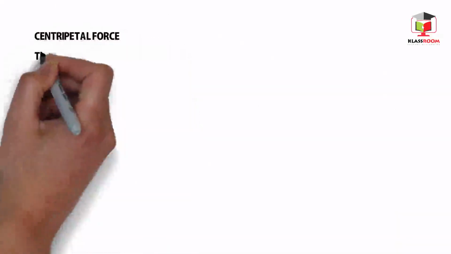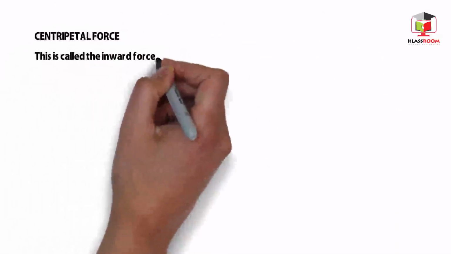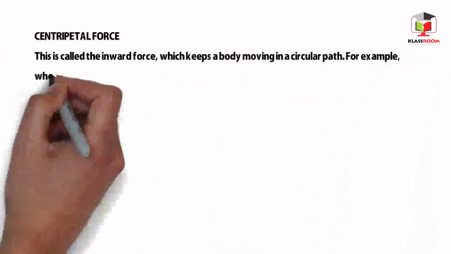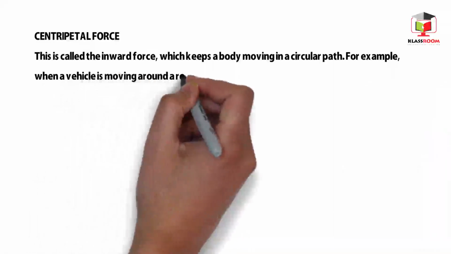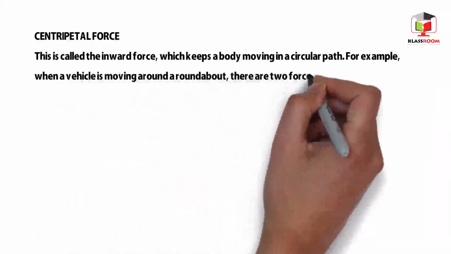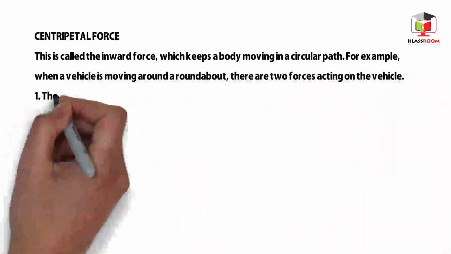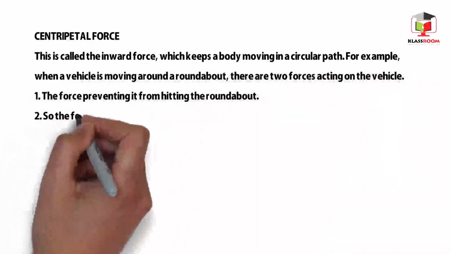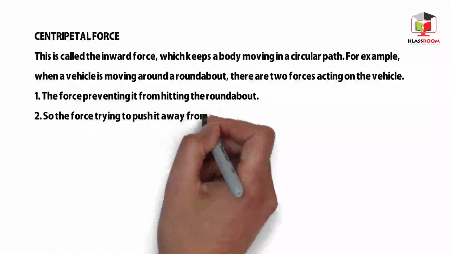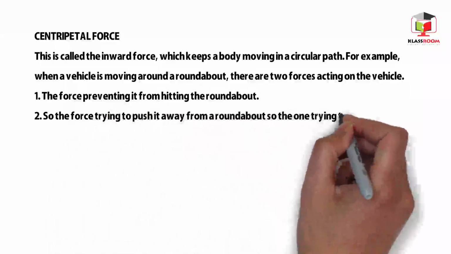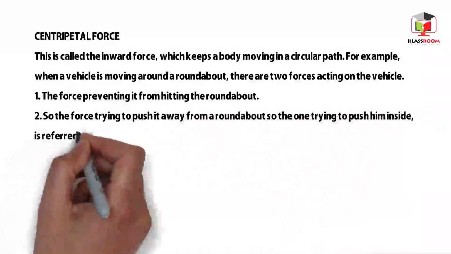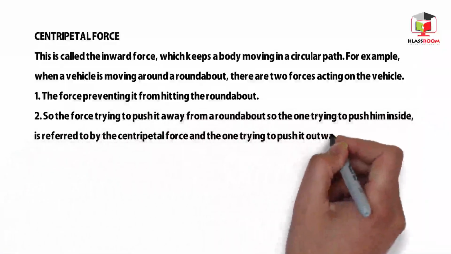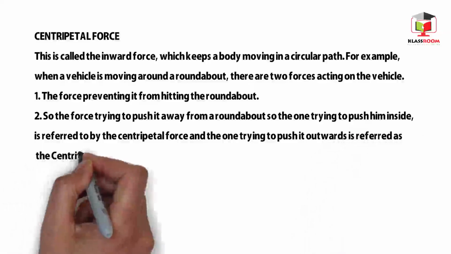Centripetal force. This is called the inward force which keeps a body moving in a circular path. For example, when a vehicle is moving around a roundabout, there are two forces acting on the vehicle. One, the force preventing it from hitting the roundabout, and two, the force trying to push it away from the roundabout. So the one trying to push it inside is referred to as the centripetal force, and the one trying to push it outwards is referred to as centrifugal force.